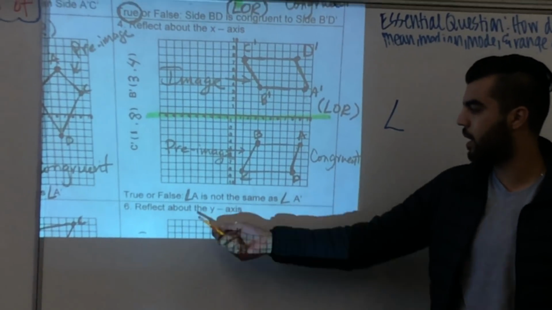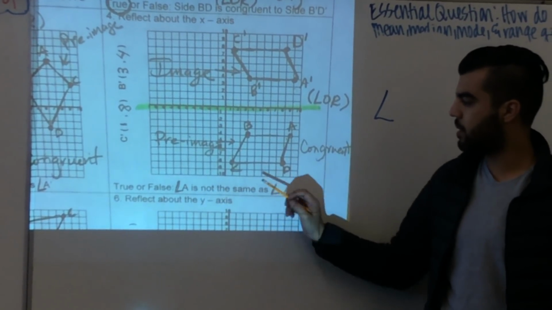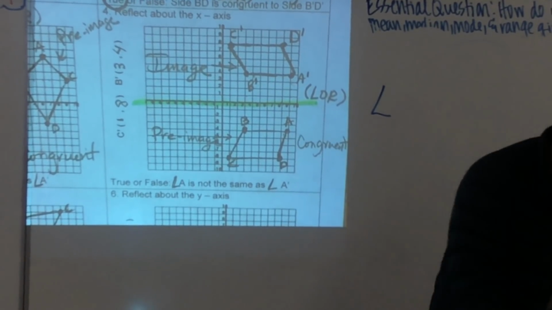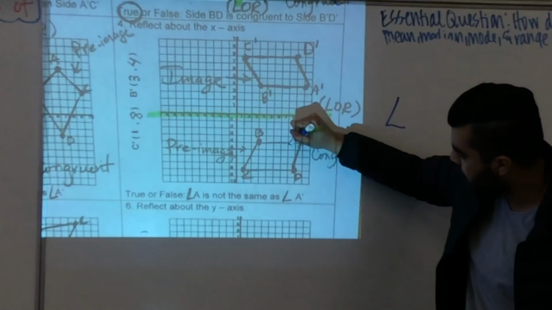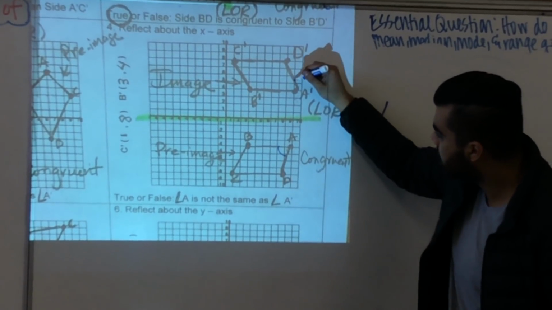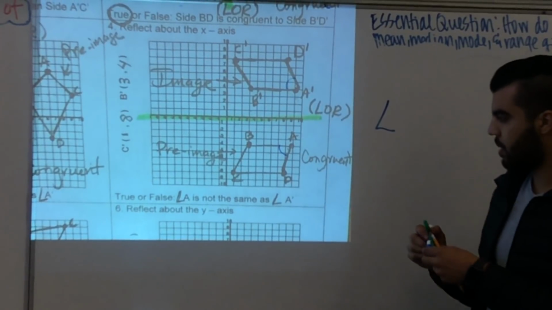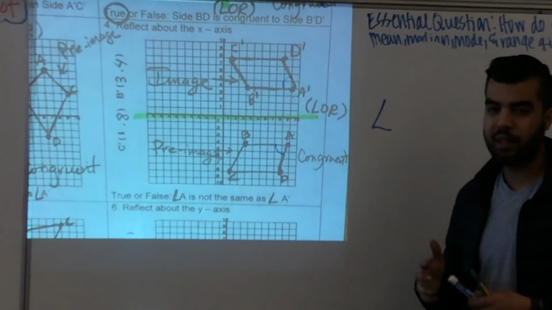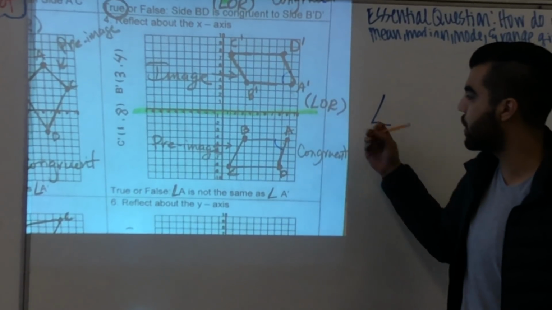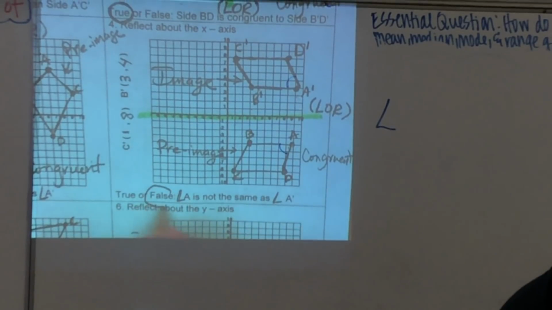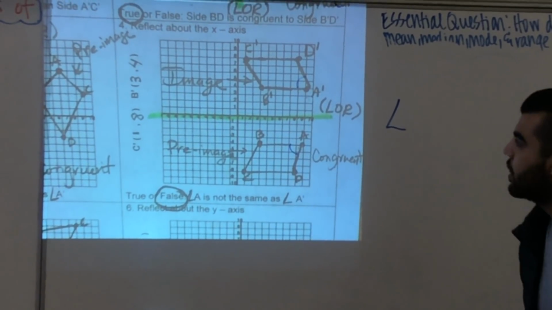And then lastly, let's go ahead and answer this. It tells us that angle A, which is this guy right here, is not the same as angle A prime. This one right here. Angle A is not the same as angle A prime. That is false. Since both of these shapes are congruent, their angles must also be congruent. So this is false. And that is it.